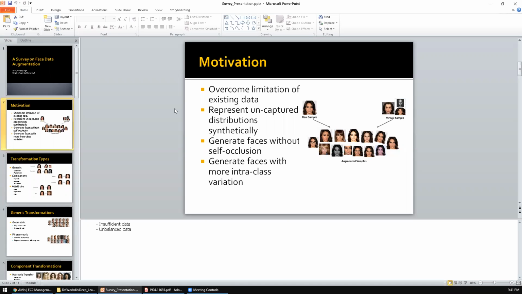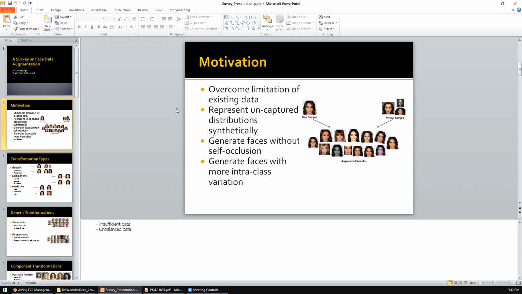The main motivation behind choosing this paper was that face data augmentation in general is an important problem, because face is one of the most studied aspects of day-to-day life, and the various techniques that I would understand here could be applied in another domain.